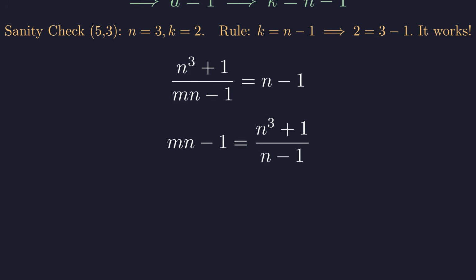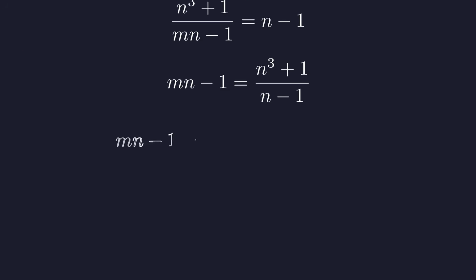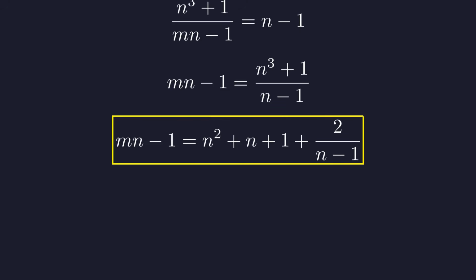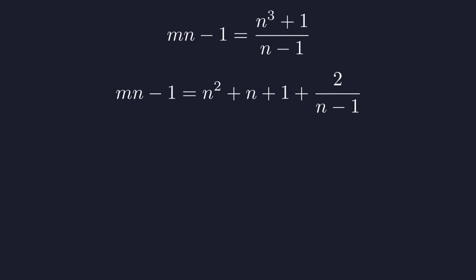Let's rearrange to solve for m. We've already seen this polynomial division. For the left side to be an integer, the right side must be 2. This forces n minus 1 to be a divisor of 2. So n can only be 2 or 3.